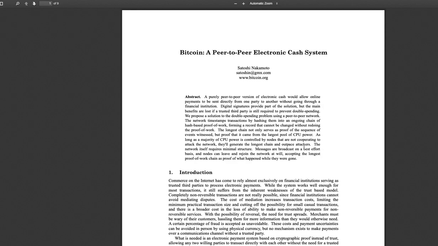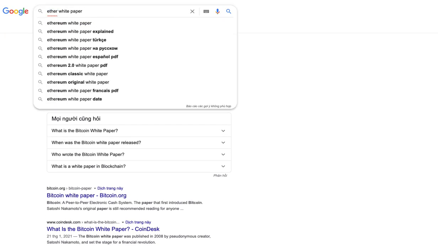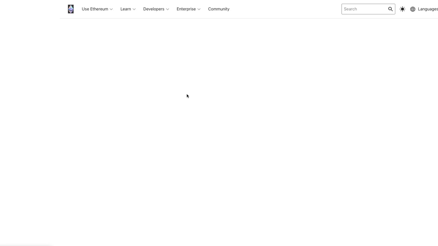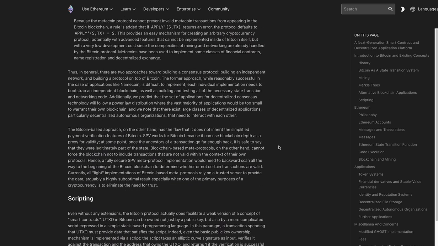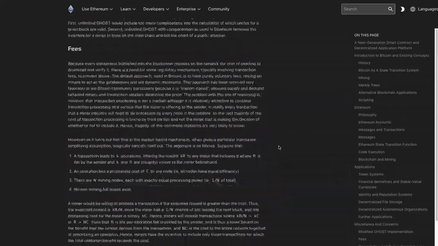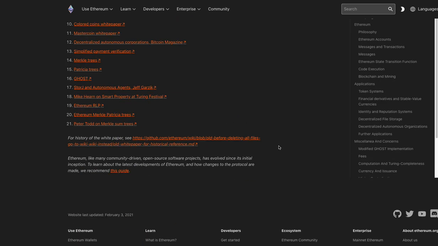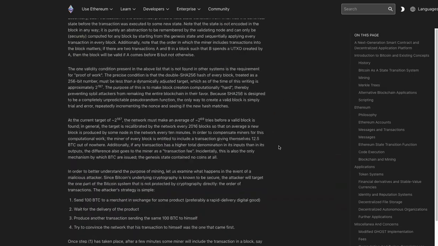technical aspect of cryptocurrency. So you can search for the Bitcoin white paper or the Ethereum white paper. Here you can see the white paper of Ethereum, and like I said, it's always good to understand the basic concepts first before reading a white paper. I do recommend you read white papers, but a white paper is not easy if you don't have technical knowledge before reading a cryptocurrency white paper.